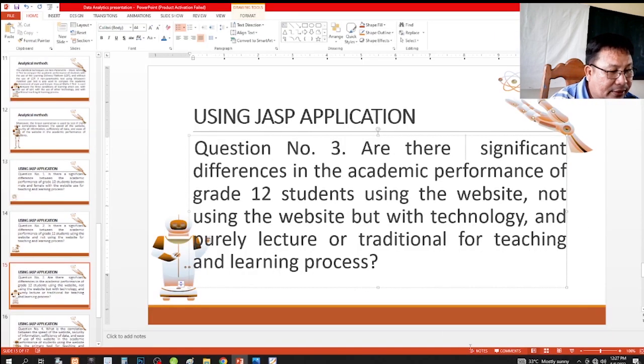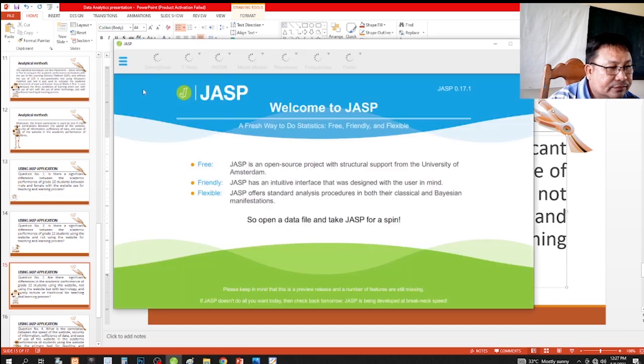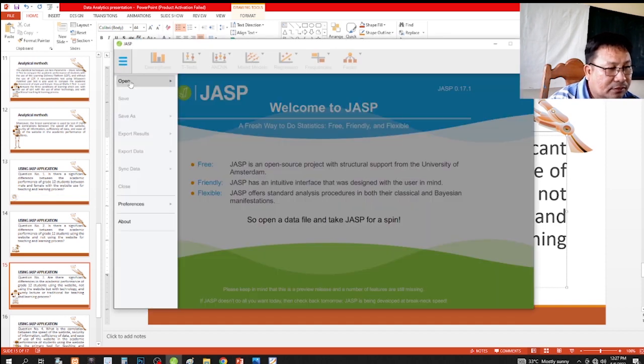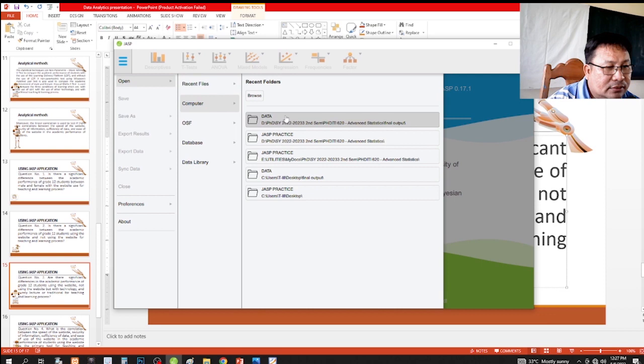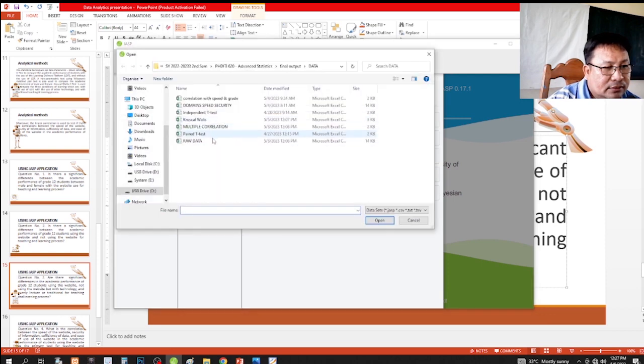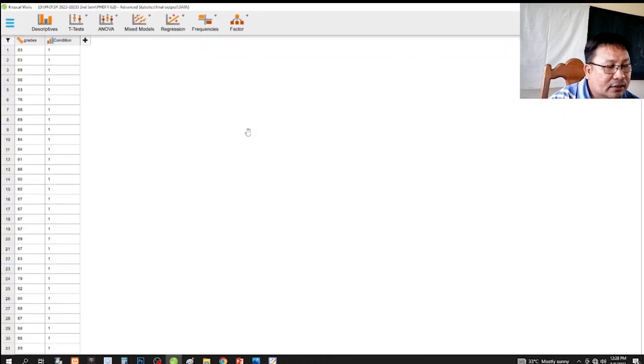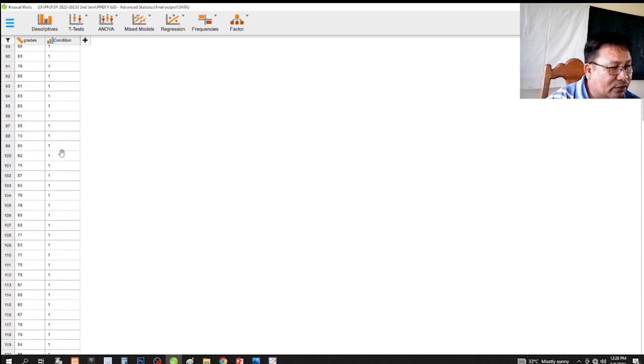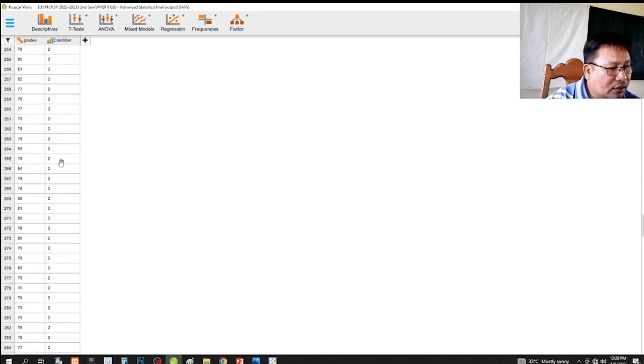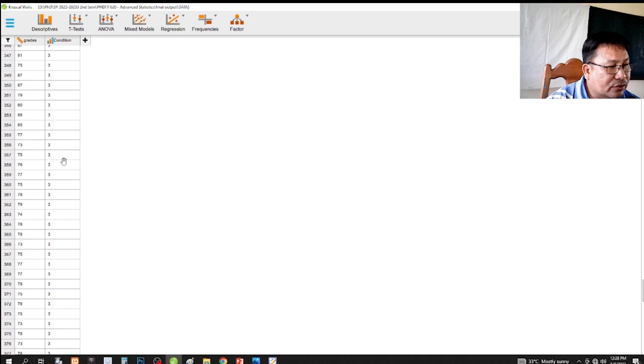So let us open the data in JASP so that we can see the output. We will use this data because this is the data for question number 3. These are the grades, and on the other side is the condition. We have 3 conditions here: condition 1, condition 2, and condition 3.